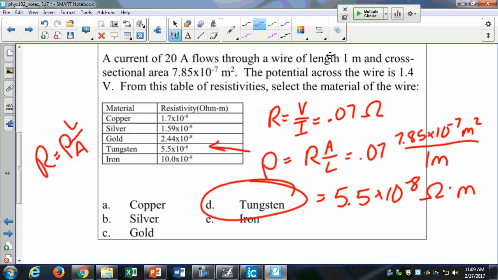All right? So what does a lawyer wear to work? A lawsuit.